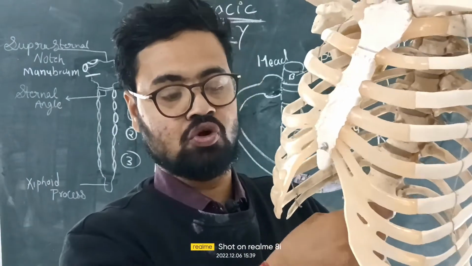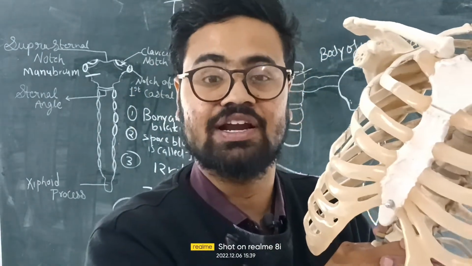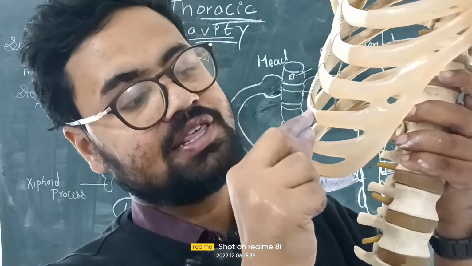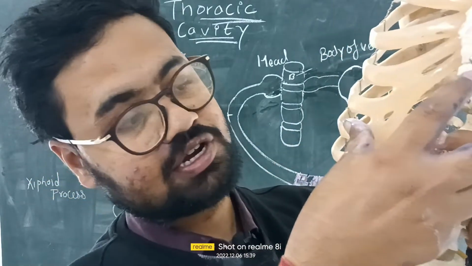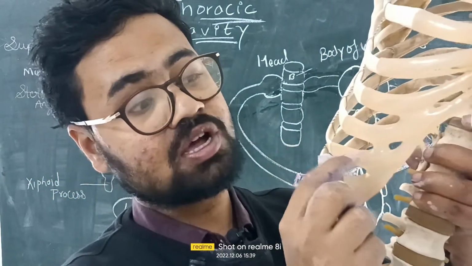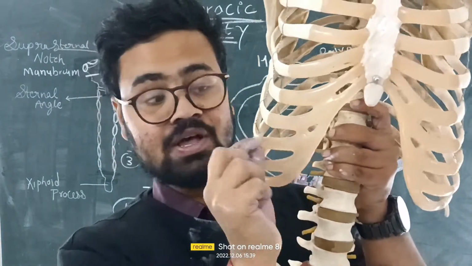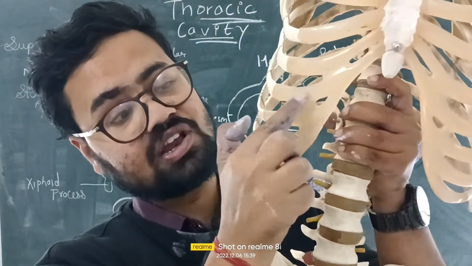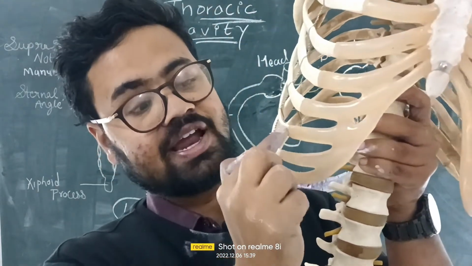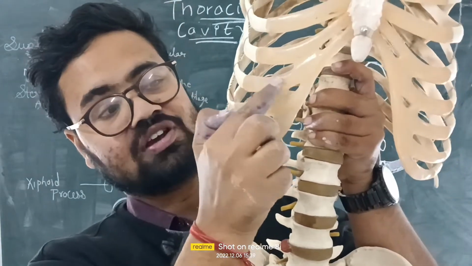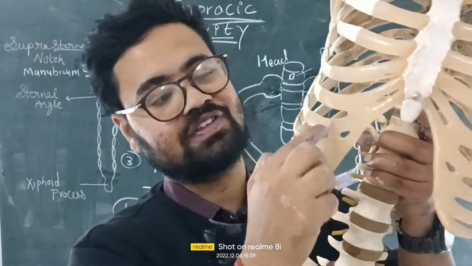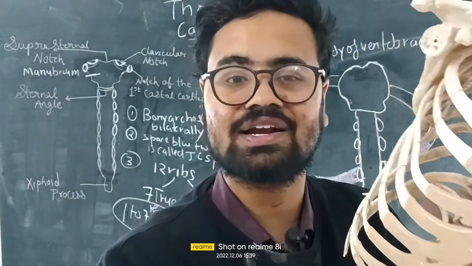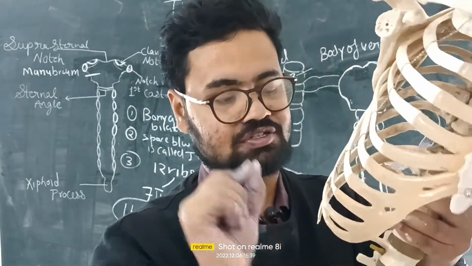But let me show you why 8th, 9th, 10th, 11th and 12th are not true ribs. See, this is the 8th rib. This 8th rib is not attached to the sternum. It is directly attached to the costal cartilage of the 7th rib, but not with the sternum. Therefore, it is a false rib because it is not directly attached anteriorly with the sternum.